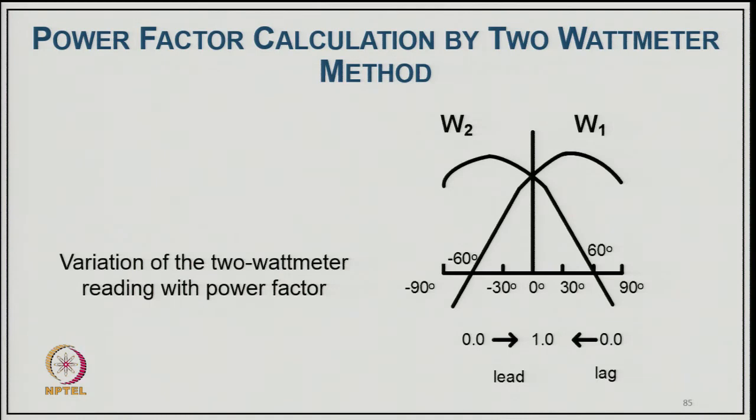Now, you can see the variation of the 2 wattmeter readings with the power factor. If we go from 90 degree leading to lagging, starting from leading power factor at 90 degree, the power factor is 0, and on lagging also it is 0, approaching 1 in between. The 2 wattmeter readings change similar to a sine cosine waveform, and at angle 0, at unity power factor, both wattmeter readings will be equal, W1 equal to W2, as you can see here.